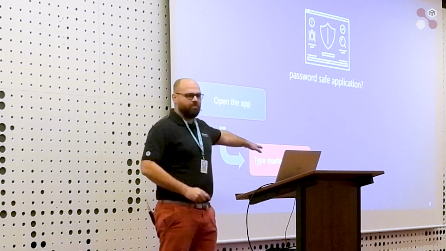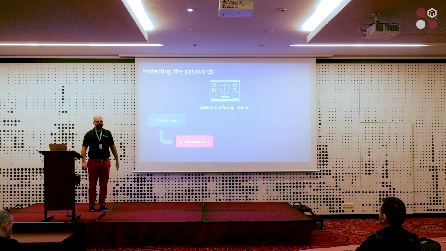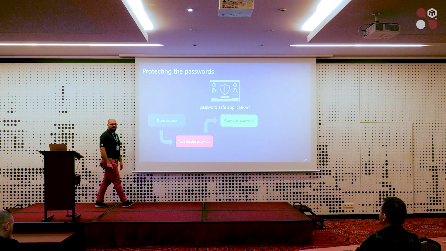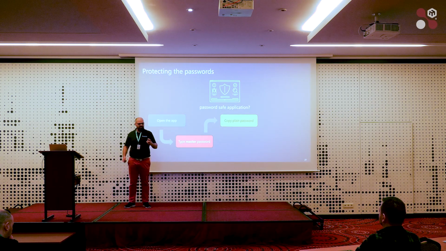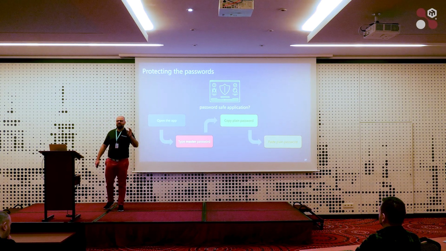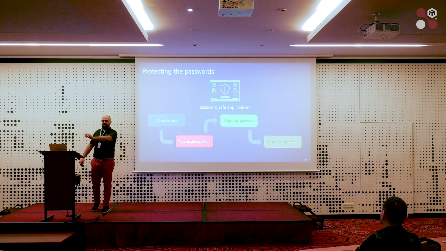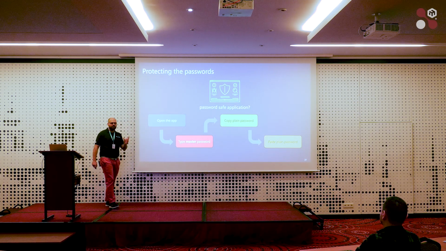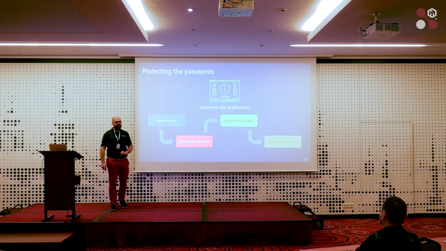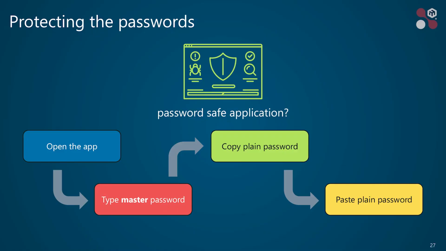Okay, great. So we got rid of the master password, let's say. But what happens next? You copy the plain password from the password safe, and you have in KeePass by default, I think it's 12 seconds, to paste the plain password. But during these 12 seconds, what can happen? Where is the password stored? In your clipboard, in your memory, and it's unencrypted.